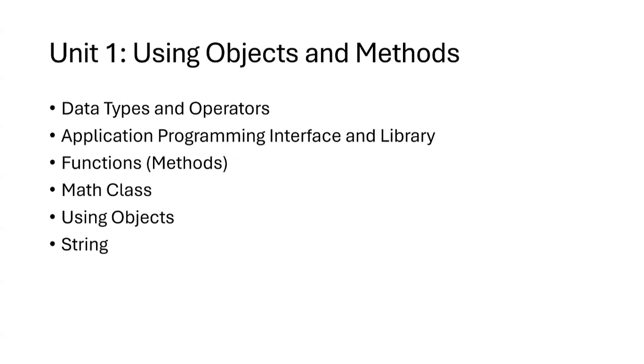So Unit 1 will be our original chapters 1, 2, 3 for data types and operators, application programming interface and library, functions and methods. The functions and methods were originally chapter 6. And the Math class, using objects and strings. So this Unit 1 is primarily our original chapters 1, 2, 3, and 6. And then Unit 2 will be on selection and iteration. These are our original Chapter 4 decisions and Chapter 5 loops and iterations. So this Unit 2 is our original Chapter 4 and 5.